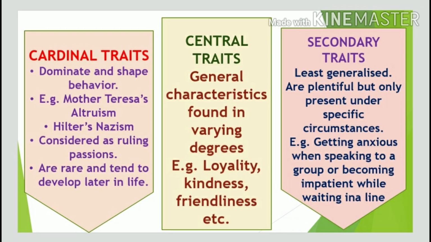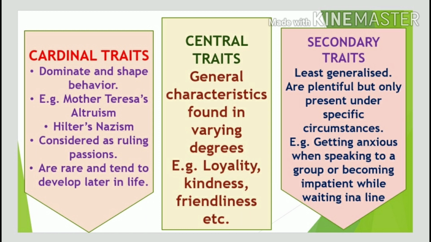Cardinal traits dominate and shape an individual's behavior. They are highly generalized traits. These traits represent an individual's personality. They are at the top of the hierarchy because they are called the ruling passions of individuals. People are known for these traits. No matter what, they behave according to that trait only. For example, a person who is kind will be kind to everyone, no matter who. He will be kind even to the beggar.